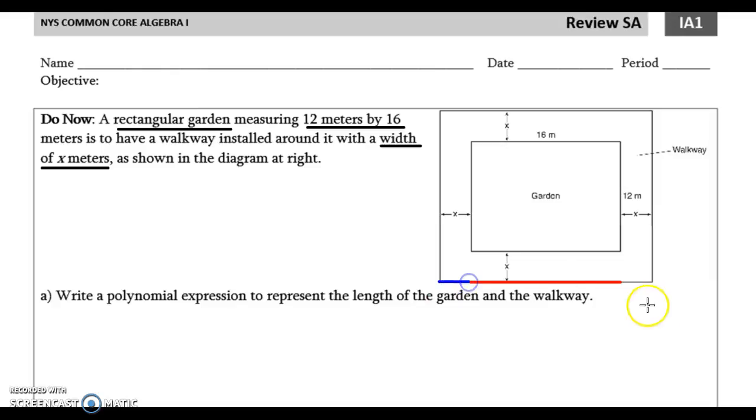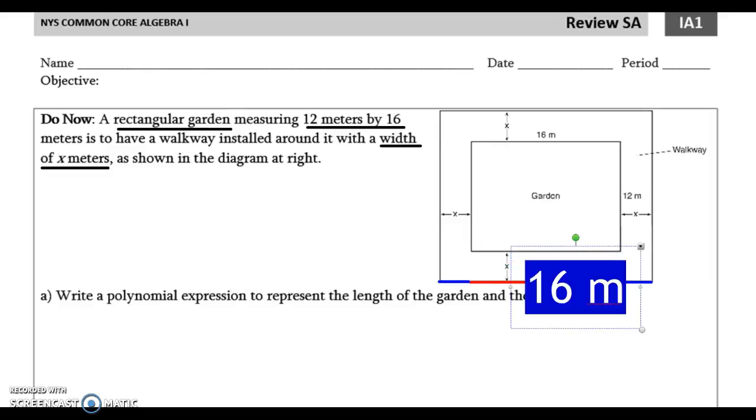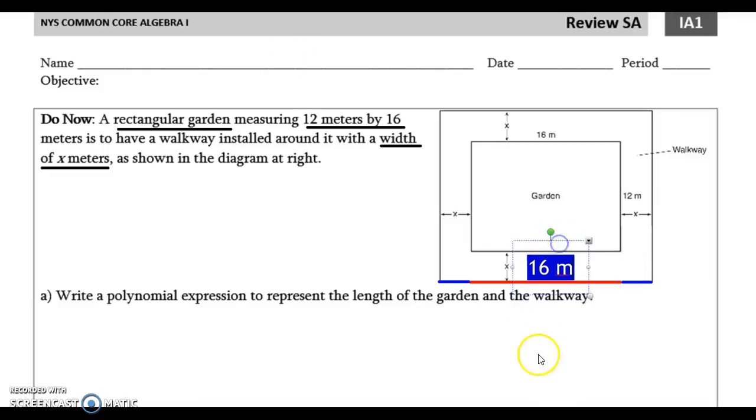So from here to here, and also from here to here. And I will label those as well. This red portion is going to be the same distance as from here to here. That should be 16 meters. So we'll put that in red. Well, that is ridiculously large. That's our length. And then from here to here is going to be X meters. And similarly, from here to here is going to be X meters.